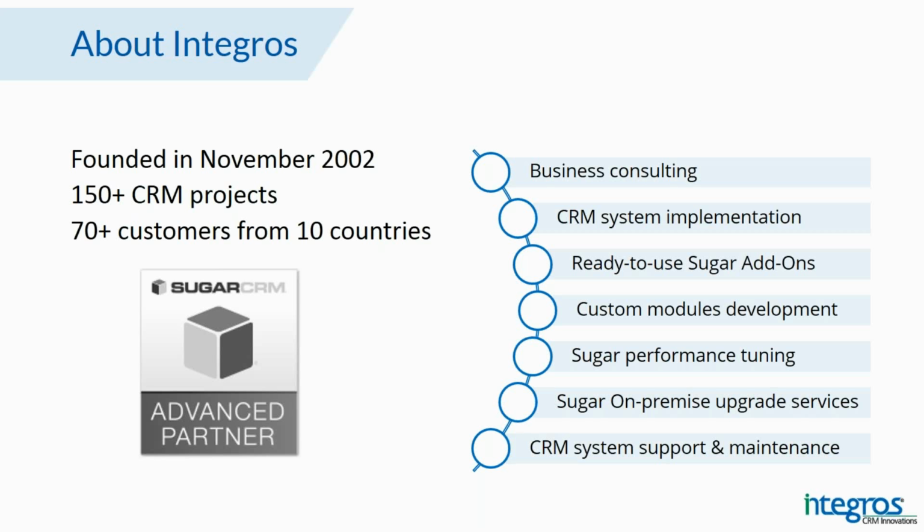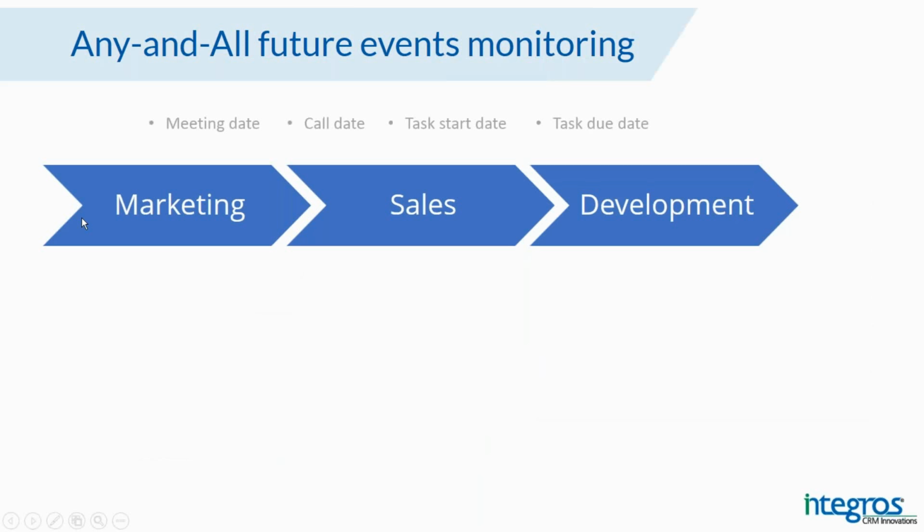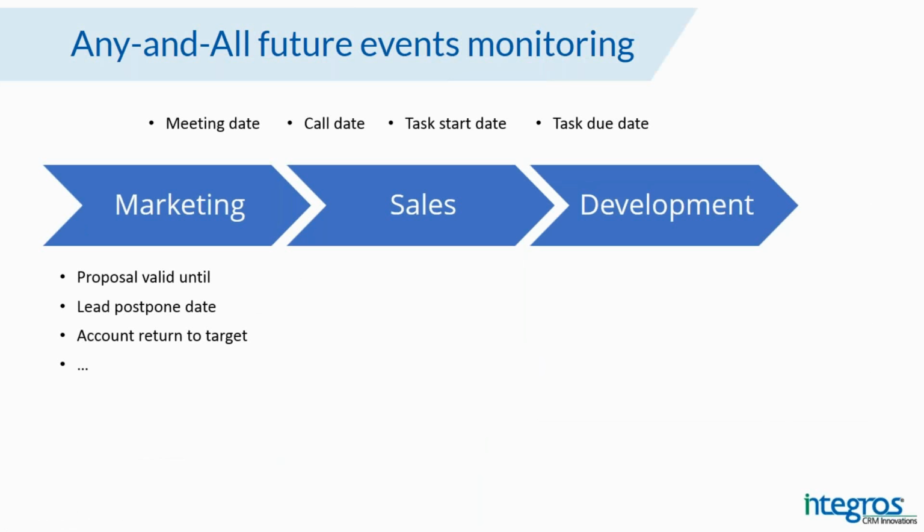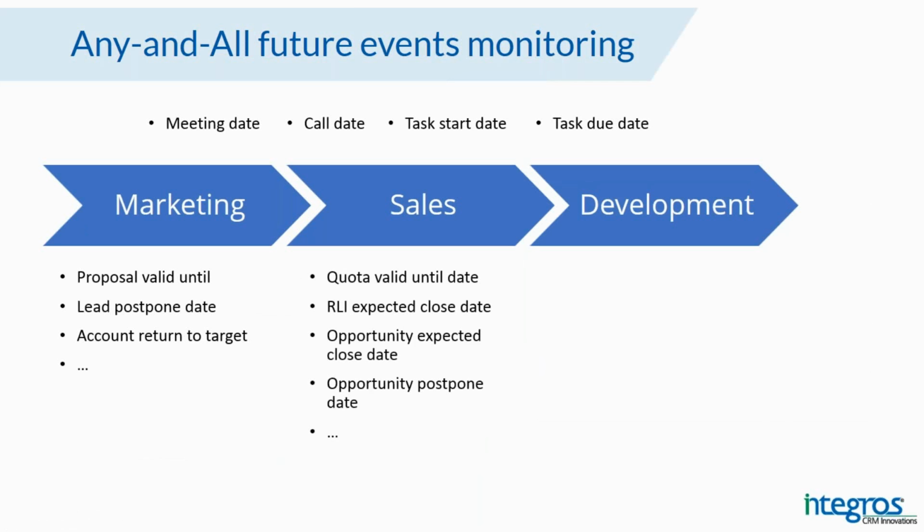Today, I'm excited to present an approach which Sugar users may benefit from: the any and all monitoring of future actions, whether they are planned or postponed. While developing relationships with customers and prospects, we manage numerous future actions and milestones. Usually, those are not just the dates of the call, meeting, or task.